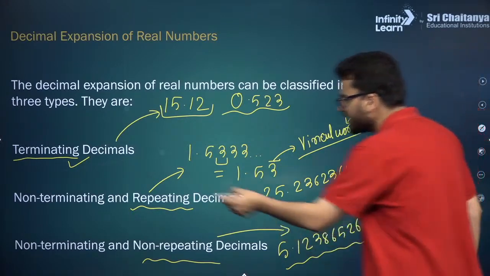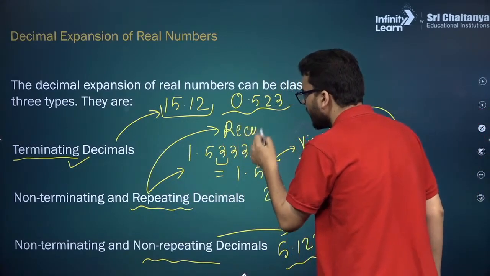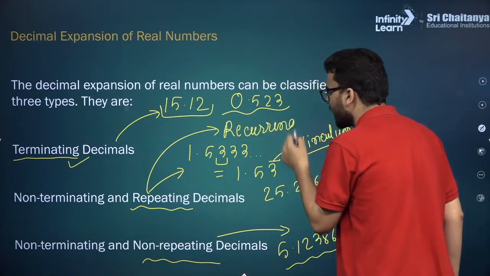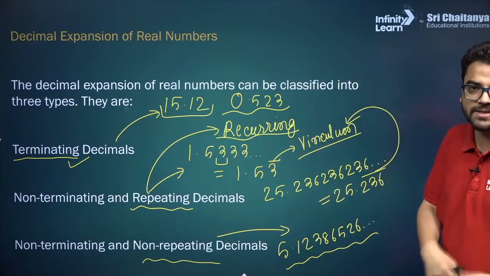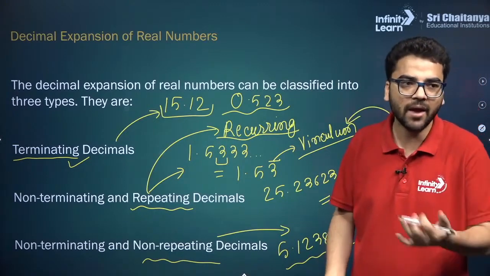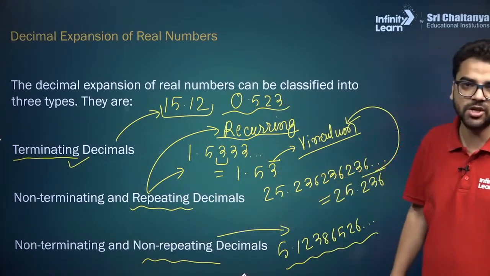So repeating means there is one more word for repeating, that is recurring. You can remember like this, recurring is coming from reoccurring, right? Recurring is coming from reoccurring because it is occurring again and again. I hope it is clear to everybody. So these 3 types of decimal representation are there.